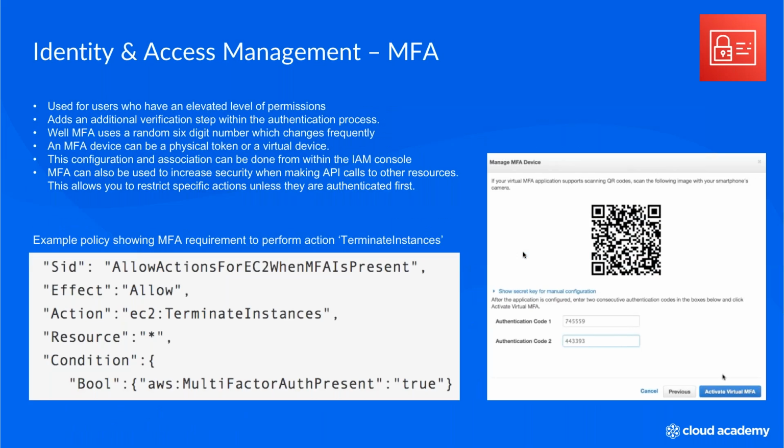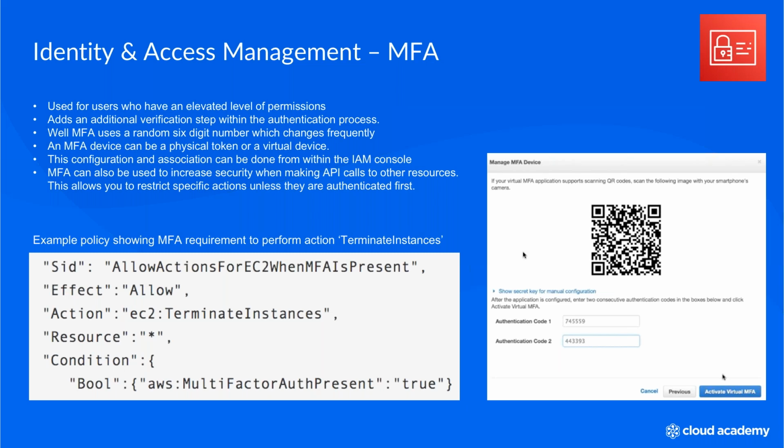So what is MFA? Well, MFA uses a random 6-digit number that is only available for a very short period of time before the number changes again. And this is generated by an MFA device, a multi-factor authentication device. There's no additional charge for this level of authentication. However, you will need your own MFA device. And this can either be a physical token or a virtual device.